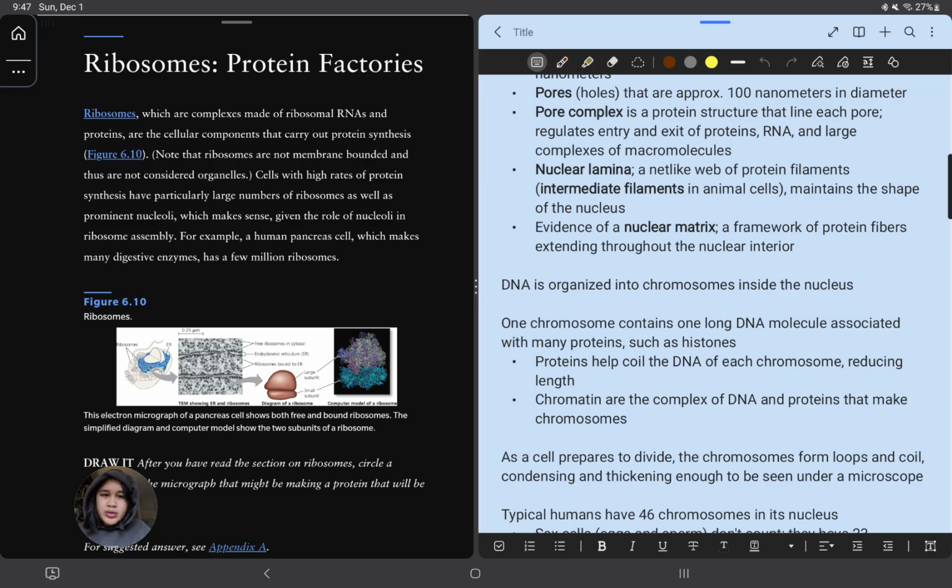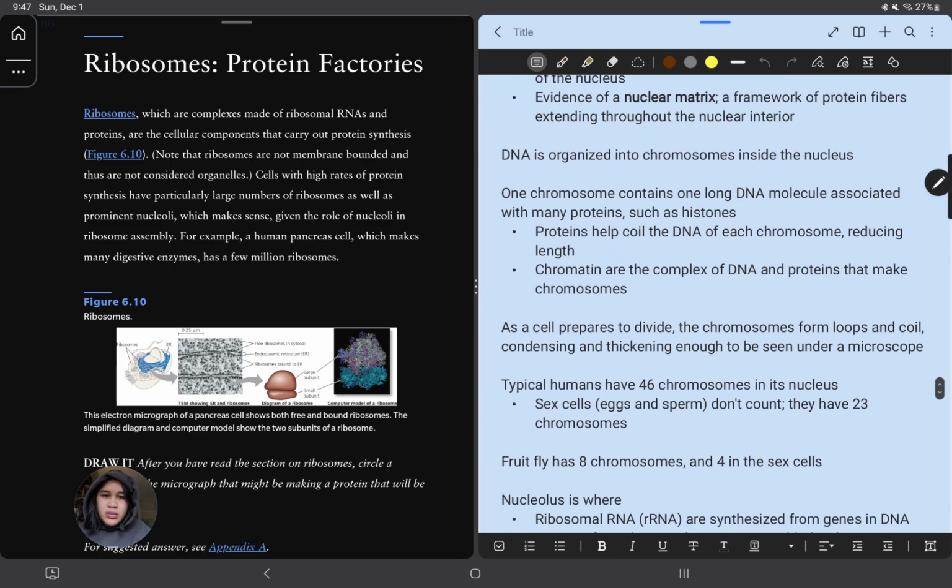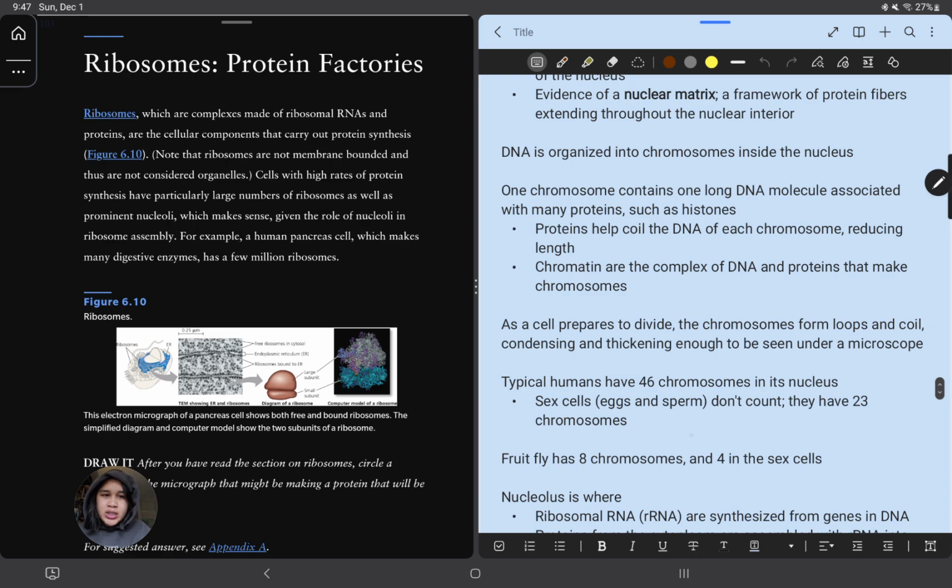Pore complex is a protein structure that lines each pore and regulates entry and exit of proteins, RNA, and large complexes of macromolecules. Nuclear lamina, a net-like web of protein filaments, or intermediate filaments in animal cells, maintains the shape of the nucleus. Evidence of a nuclear matrix, a framework of protein fibers extending throughout the nuclear interior, also exists.